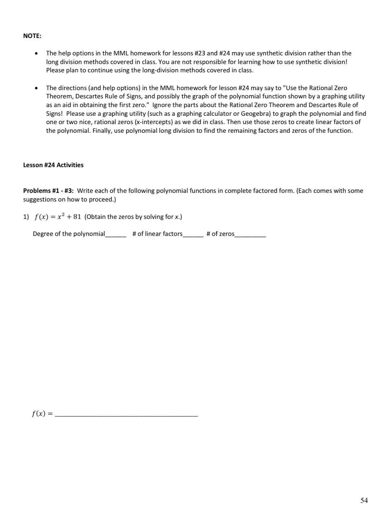Also, the directions and help options in MyLab for homework 24 may say to use the rational zero theorem, Descartes' rule of signs, and possibly the graph of the polynomial function shown by a graphing utility as an aid. Okay, so I want you to do the third thing. We did not discuss the rational zero theorem or Descartes' rule of signs. So you are just going to ignore those, and you are going to go right to using the graph of the polynomial function that you will get using a graphing utility. You can use a graphing calculator, Desmos, GeoGebra, whatever you're comfortable with. Just ignore the parts about the rational zero theorem and Descartes' rule of signs.